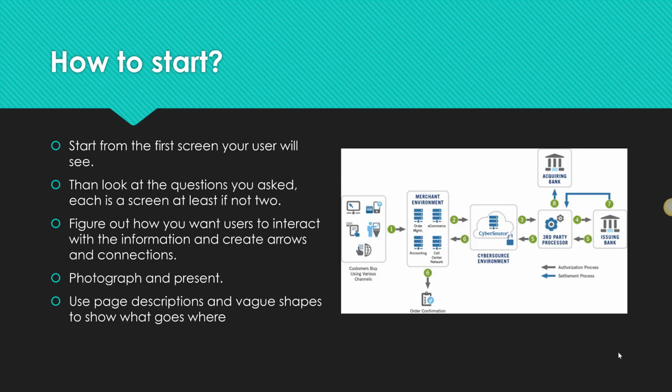How to start? Start from the very first screen your user will see. Then you look at the questions you asked. Each is a screen, at least, if not two. Figure out how you want the users to interact with the information and create arrows that connect the different pages.